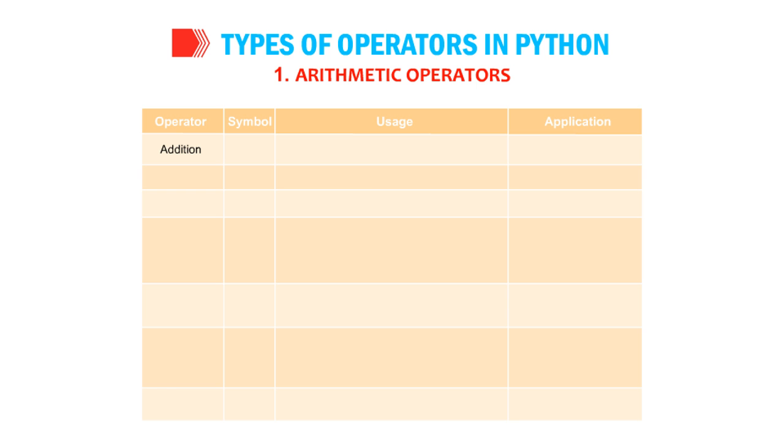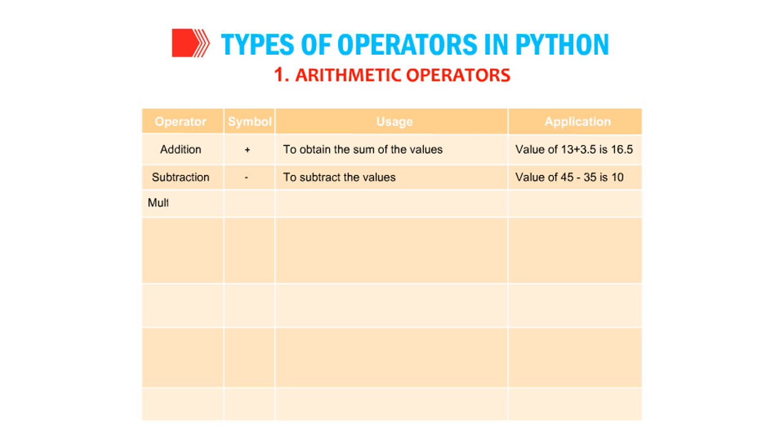addition. To obtain the sum of values. Value of 13 plus 3.5 is 16.5. Subtraction. To subtract the values. Value of 45 minus 35 is 10. Multiplication. To find the product of the data. Value of 6.2 into 6 is 37.2.